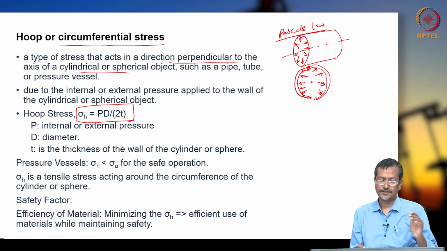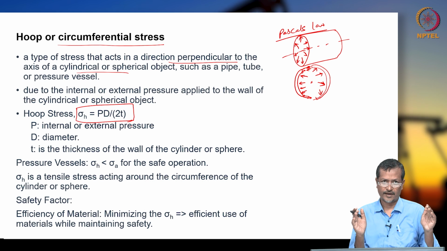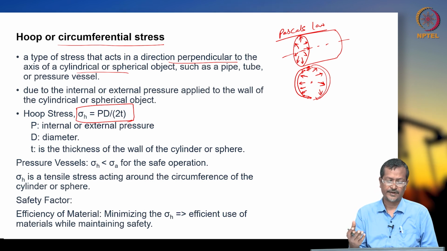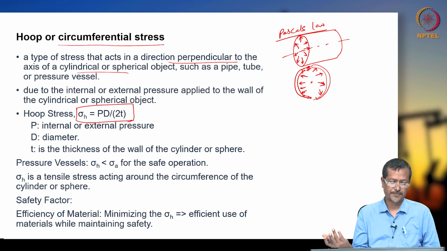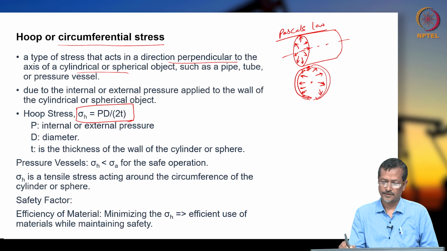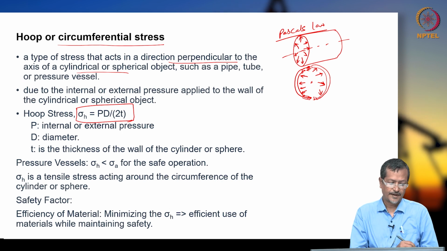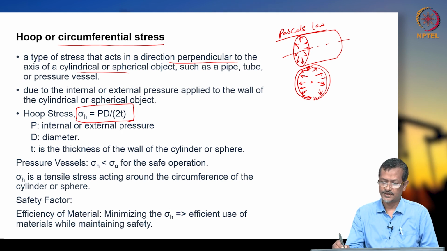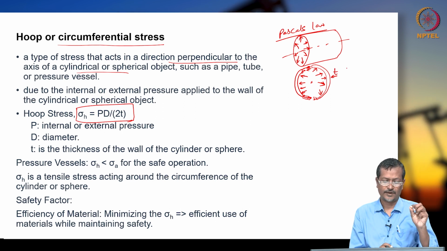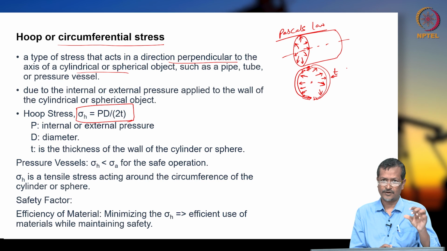In external pressure we assume we have atmosphere, and internal pressure higher, so P will be like 2 atmospheric pressure, 3 atmospheric pressure. D is the diameter of the system or cylinder. T is the thickness of the wall. Wall thickness is also very important. A very thin wall will break quickly, a very thick wall will not break.